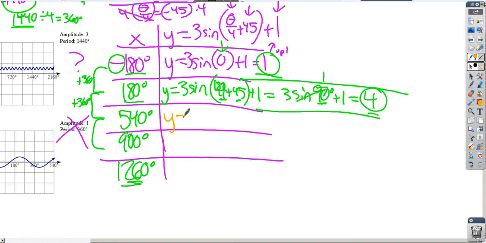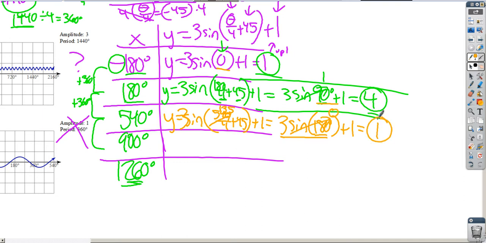So this is going to be y equals 3 sine of 540 divided by 4 plus 45, and then plus 1 outside. 540 divided by 4 is 135, and 135 plus 45 is 180, and that's what we wanted. We wanted 0, 90, now 180. The sine of 180 is 0. 3 times 0 is 0, plus 1 is 1.